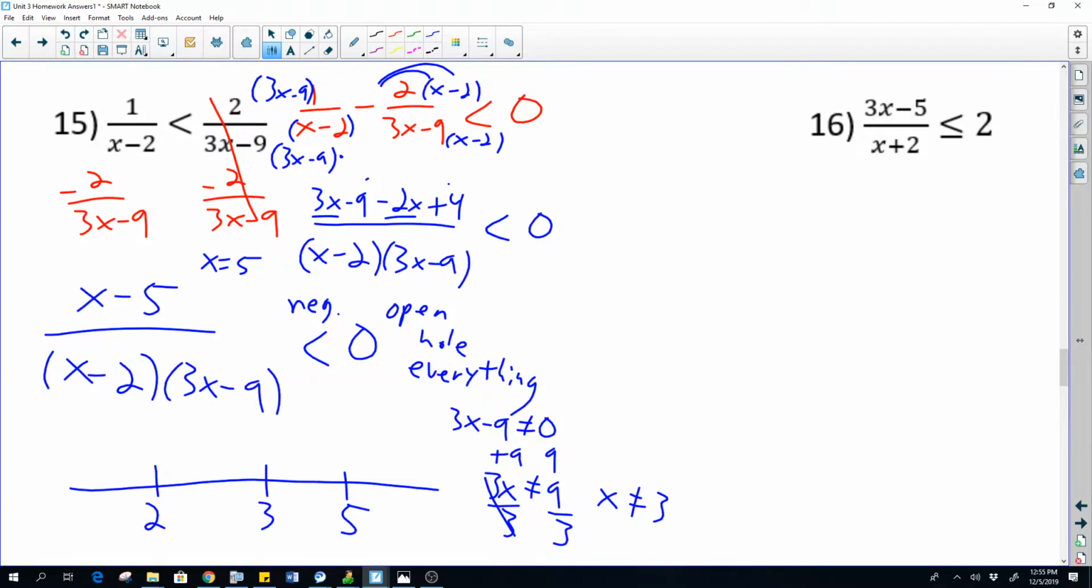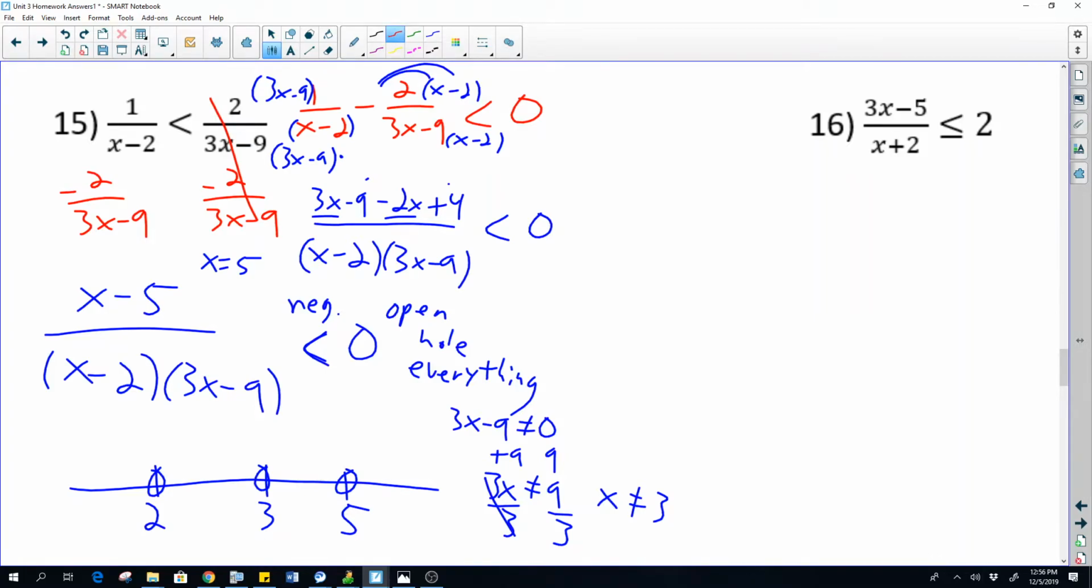Okay, so now we have our 2 and our 3 and our 5. Now they're all open hole because there is no equal to. So open hole, open hole, open hole for the answer purposes at the end. And then we got 4 test points we got to do. That's right, 4 test points. Can you do it in your head by now, hopefully? No? So let's choose a number.